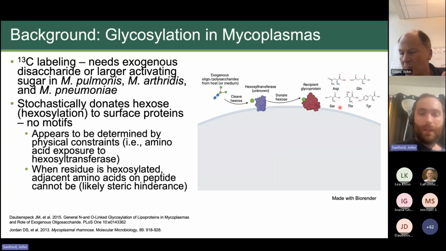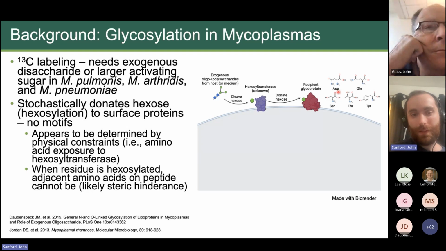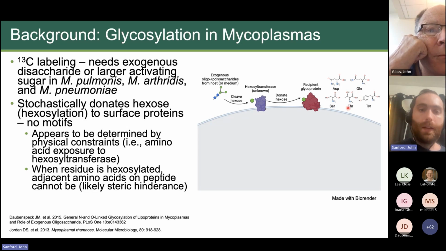Also of note, we see that a pretty wide range of residues are able to be hexosylated, including asparagine and glutamine. That one is incredibly atypical for glycosylation systems, as well as serine, threonine, and tyrosine, which are relatively more common. Tyrosine's a little bit of an uncommon one, but it's not that unheard of.